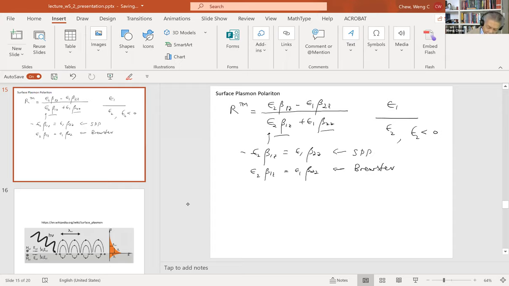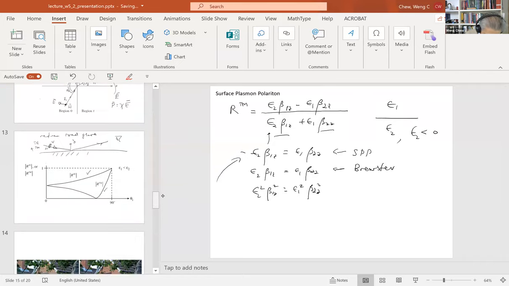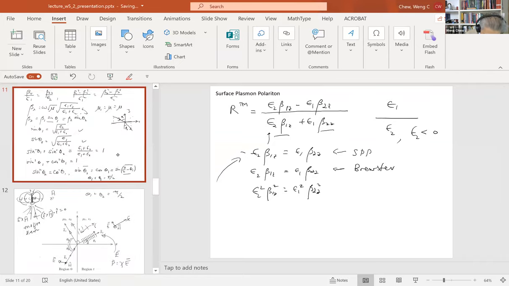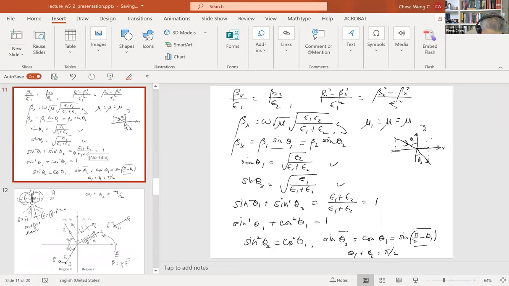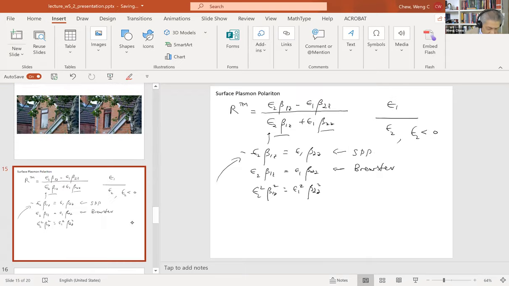In order to solve for the roots of this equation, you have to square it. The two equations are actually the same. When you square it, you get epsilon 2 squared beta 1z squared is equal to epsilon 1 squared beta 2z squared. We already solved this equation in the previous slide when we did Brewster angle and went through the solution. So the equations are exactly the same. You can look for the surface polariton modes.